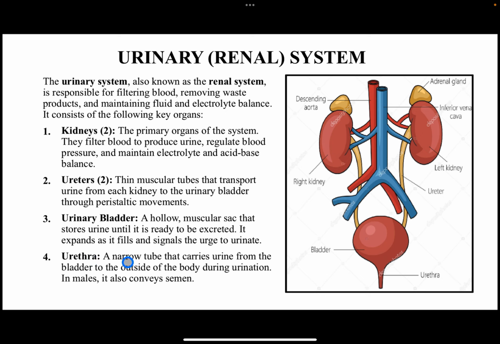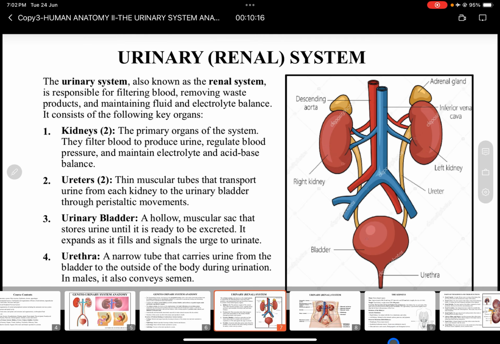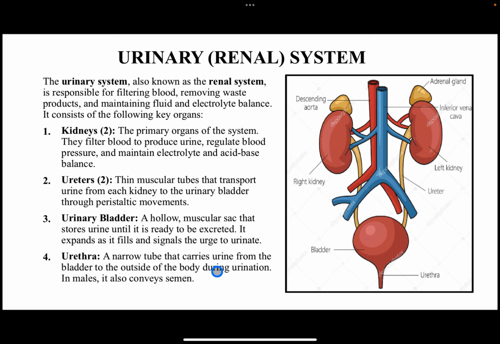Then we have the urethra. The urethra is a narrow tube that carries urine from the bladder to the outside of the body during urination. In males, it also conveys semen. So in males, the urethra has a dual function. It's a passageway for the urine from the bladder to the urethral orifice, and it also helps to convey semen.